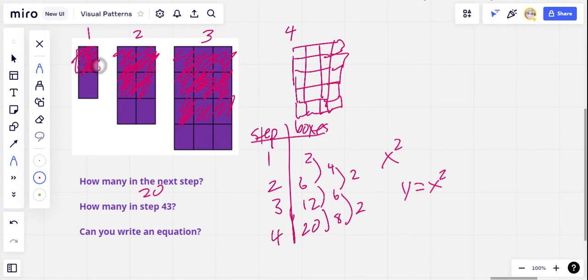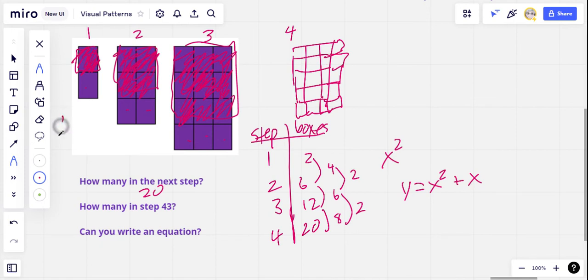And now we can see more clearly what we have left over. So here's x squared in each of them. And what's left over, well, in the first step, it's 1. In the second step, it's 2. And in the third step, it's 3. So it's really just the step number that's left over that we have to add in here. And the step number is represented by x. So we could write this equation as y equals x squared plus x. So the step number squared and then the step number.